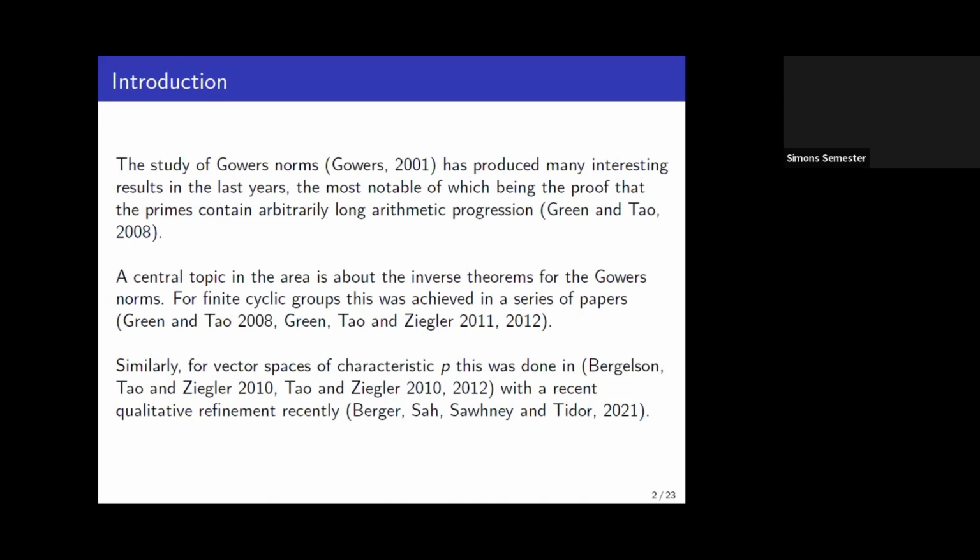And these things that I mentioned here are all qualitative, in the sense that these are the important results in the qualitative aspect, but there are also these more recent results of Gowers and Milićević in the vector spaces of characteristic p, and of Manners in the case of finite cyclic groups.